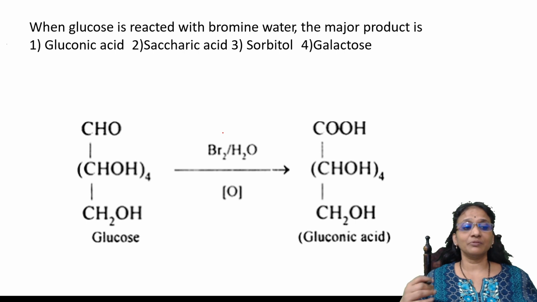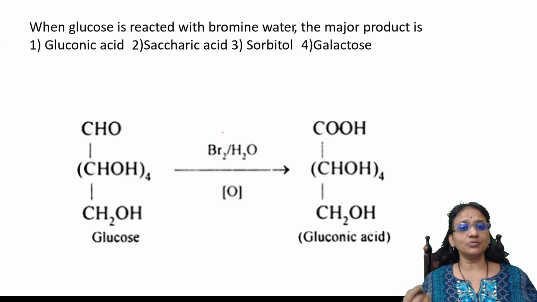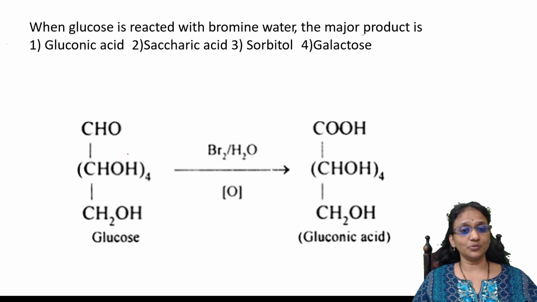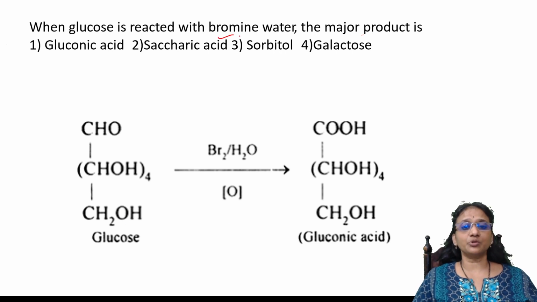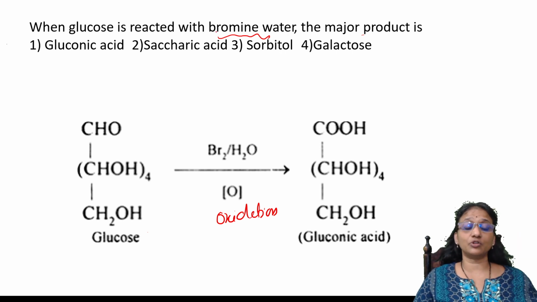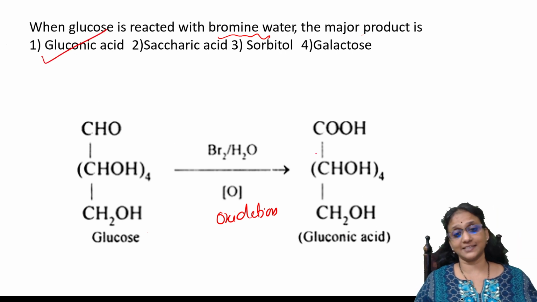Next question. When glucose is reacted with bromine water, the major product formed. Okay, so glucose is reacting with bromine water. Check here, students. Whenever you're reacting with bromine water, it's nothing but an oxidation reaction. So what is it getting converted to? Glucose to gluconic acid. So remember, with bromine water, you're going to get gluconic acid.